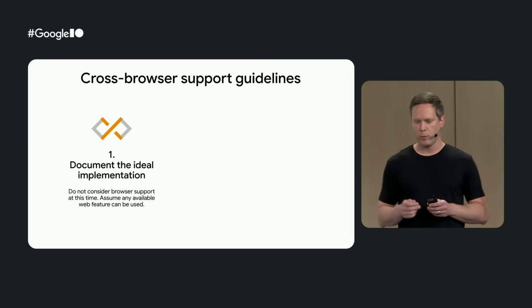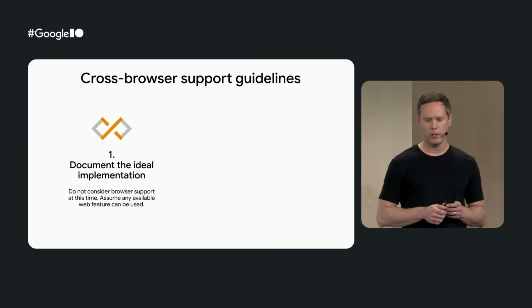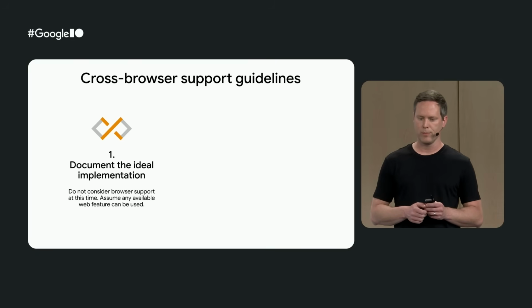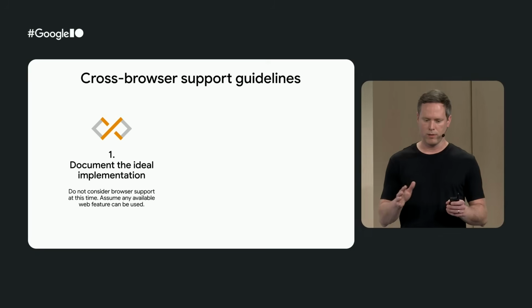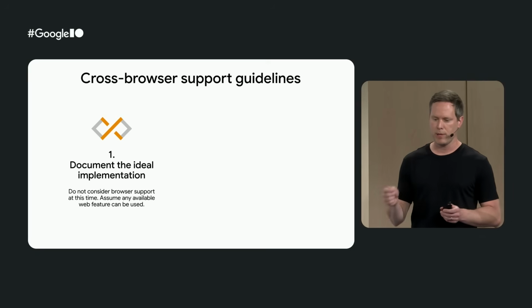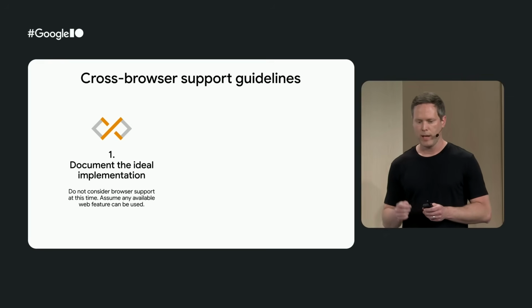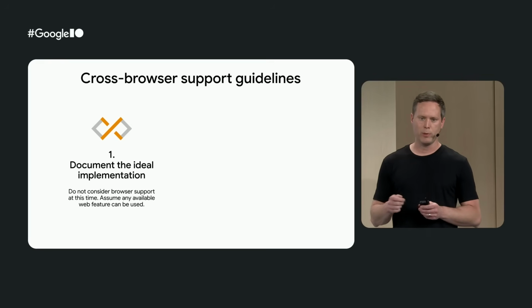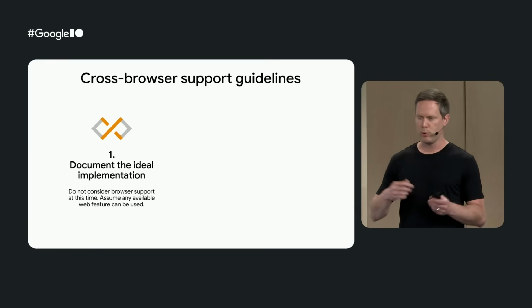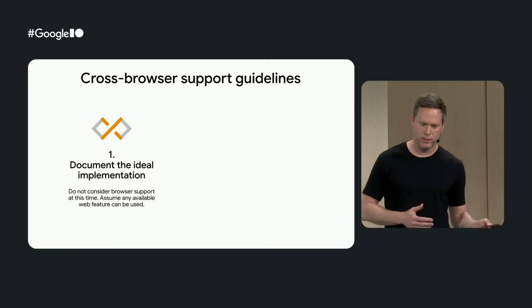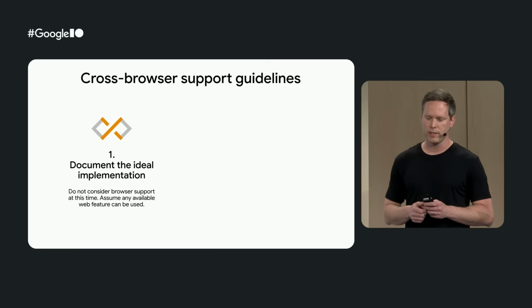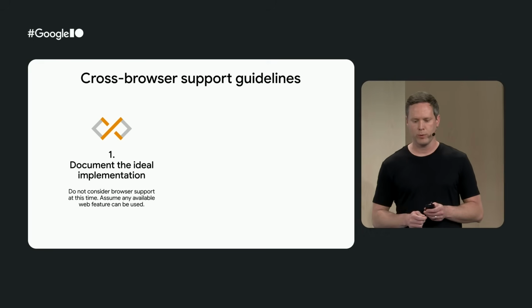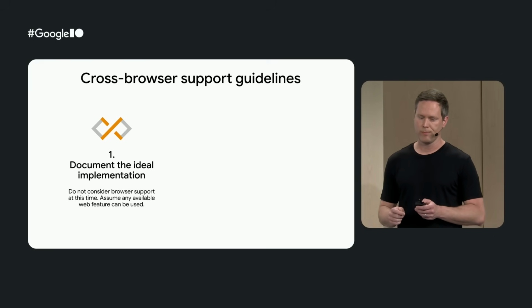For each guide, we start by documenting the ideal implementation using the most modern solution available. For this part of the guide, we do not take browser support into consideration at all. We assume that any feature can be used, and we pick the best feature for the task at hand. And we do this because we want to support people who are experimenting with new features, people who are building extensions, Electron apps, internal company tools, or really any situation where cross-browser support is not a major concern. We don't want AI tools to prevent people from using new APIs if their situation allows for it.